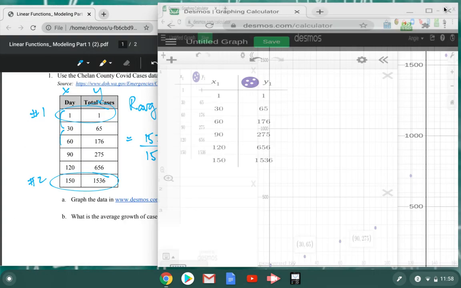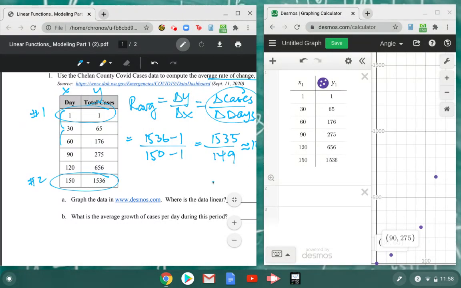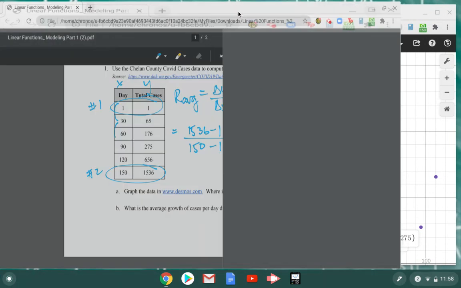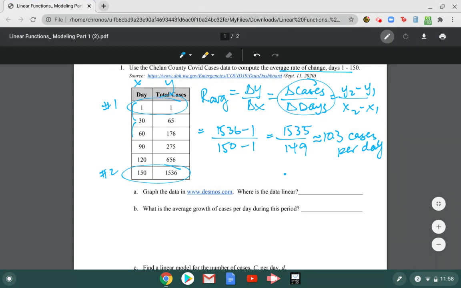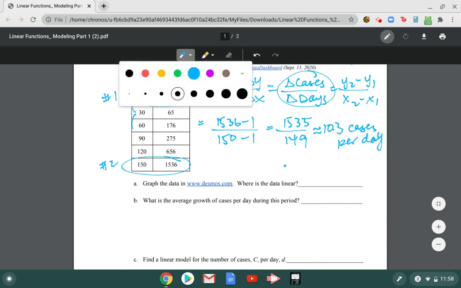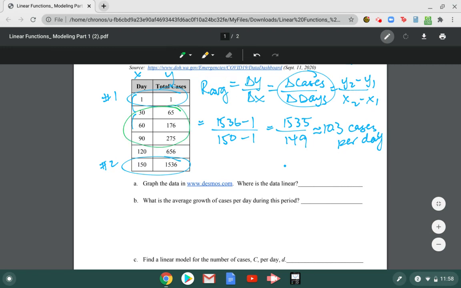Let me go back over to the worksheet. Okay, so where is the data most linear? You could say 0 to 90, but really I want to grab where the data is linear with the same slope, and that's going to be days 30 to 90. Okay, 30 to 90. I'm just going to express that as an interval.